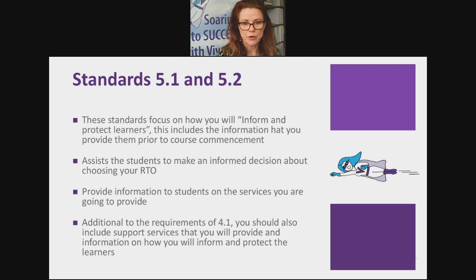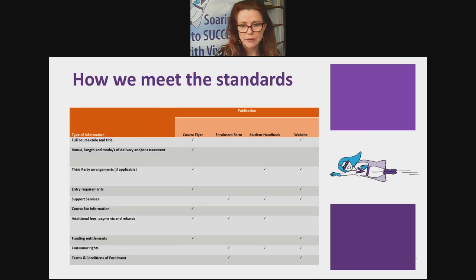Okay, so standard 5.1 and 5.2 is informing your students to protect them prior to course commencement. This is where I recommend you use the enrolment agreement form, because the enrolment agreement form has all of that detail on there. So you need to make sure that you're using the enrolment agreement form that informs the students of their rights and responsibilities. In the Q&C manual, we'll see how we meet these standards. So we've got a whole range of marketing material that meets every single requirement within the standards.